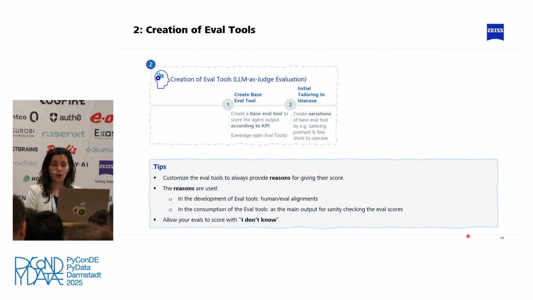Also, I would really recommend that regardless of what sort of KPI you have, whether it's binary or not, always give the eval the option to provide the answer of I don't know. This would decrease the probability of hallucination.